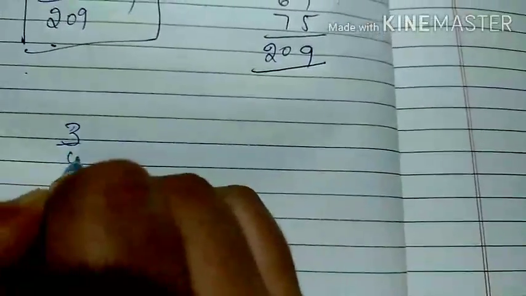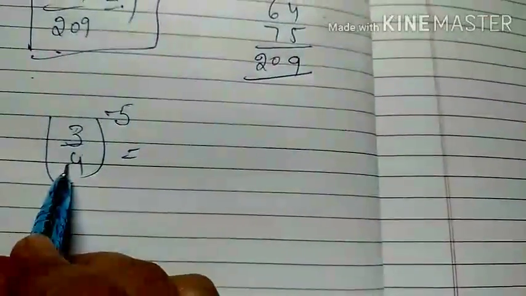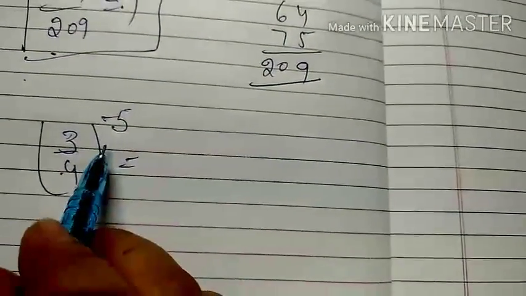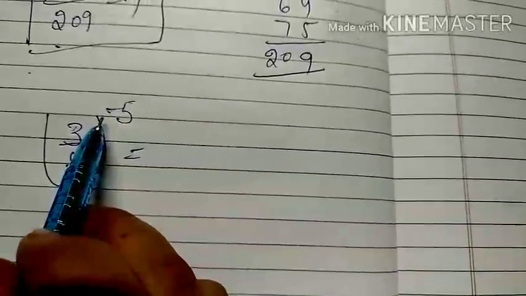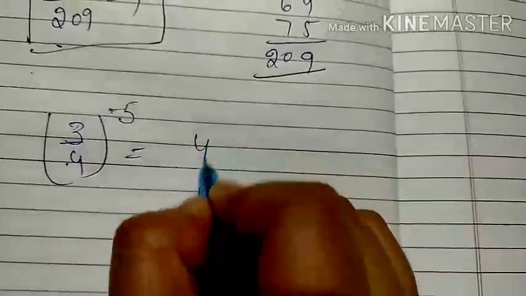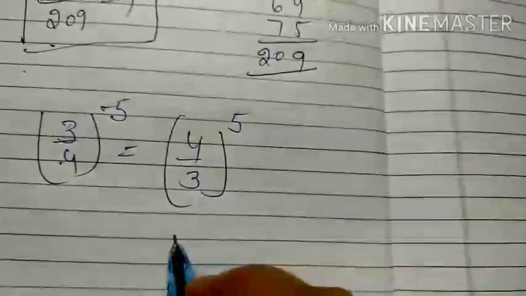Like if you are given 3 by 4 raised to power minus 5. That means you have to multiply this 5 times, but the condition is that there is a negative power. We never solve with the negative power. First you make it positive: 4 by 3 raised to power 5.